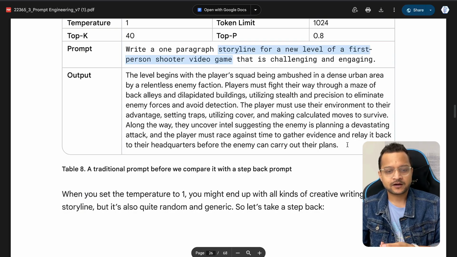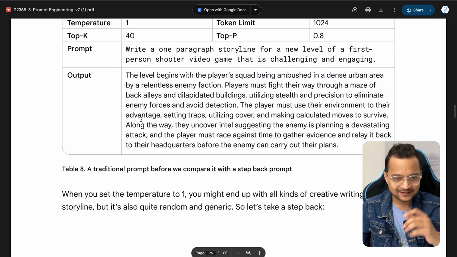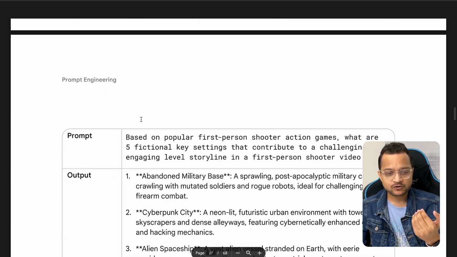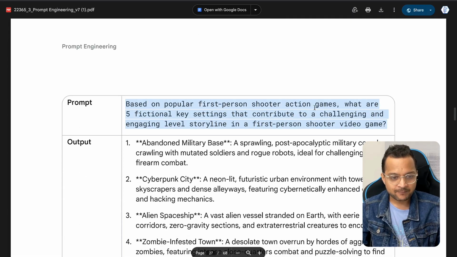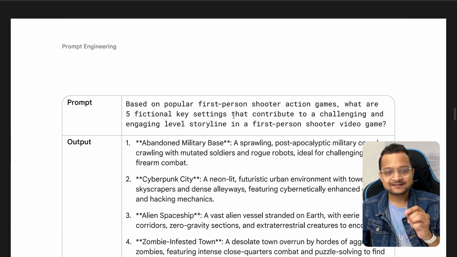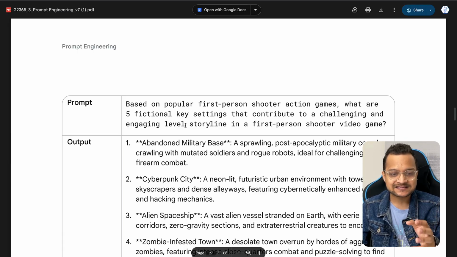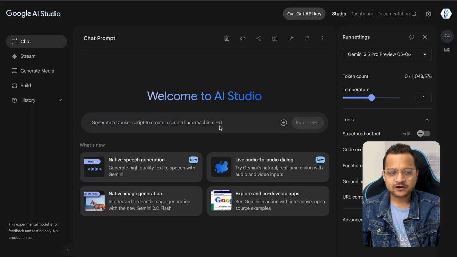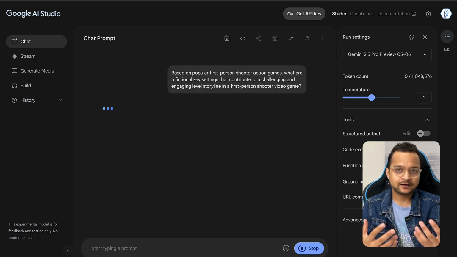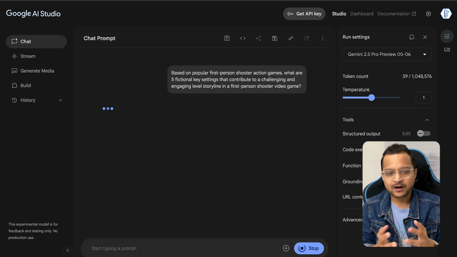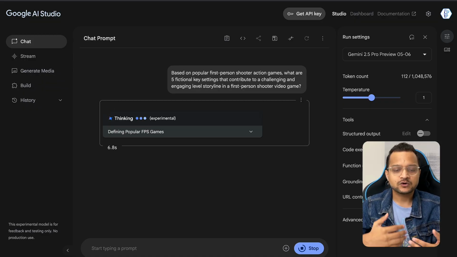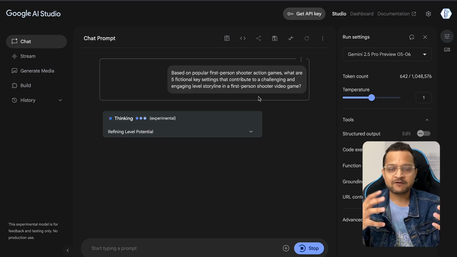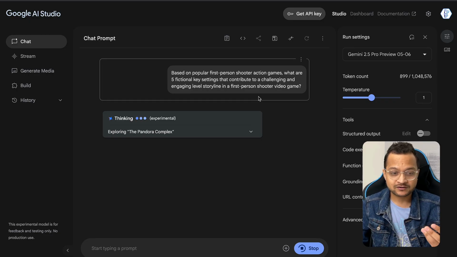So what's going to happen? The AI will write a story. That's so simple. But to make this result more powerful, more strong, we first need to ask the AI about 5 fictional key settings that contribute to a challenging and engaging level storyline in a first person shooter video game. So basically, for the first time, we are not at all asking, hey, I want to write a story about something. We are asking about the key settings that contribute to a challenging and engaging level storyline. We are just asking for some information for the story I want to write about.